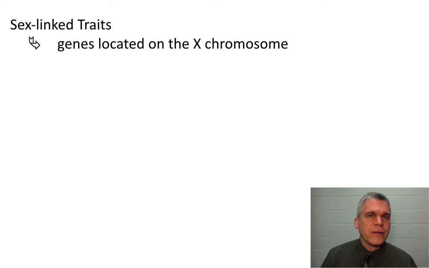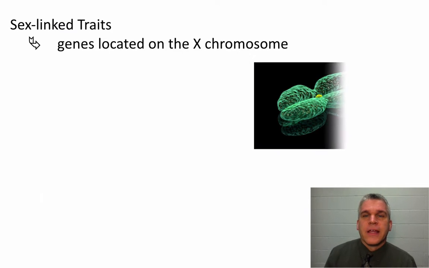So in this video on Punnett squares, we're going to be looking at something called sex-linked traits. Now these are genes found on the X chromosome. And because they're on the X chromosome, they behave a little bit differently, and our Punnett square is going to look just slightly different from the types that we've done previously.